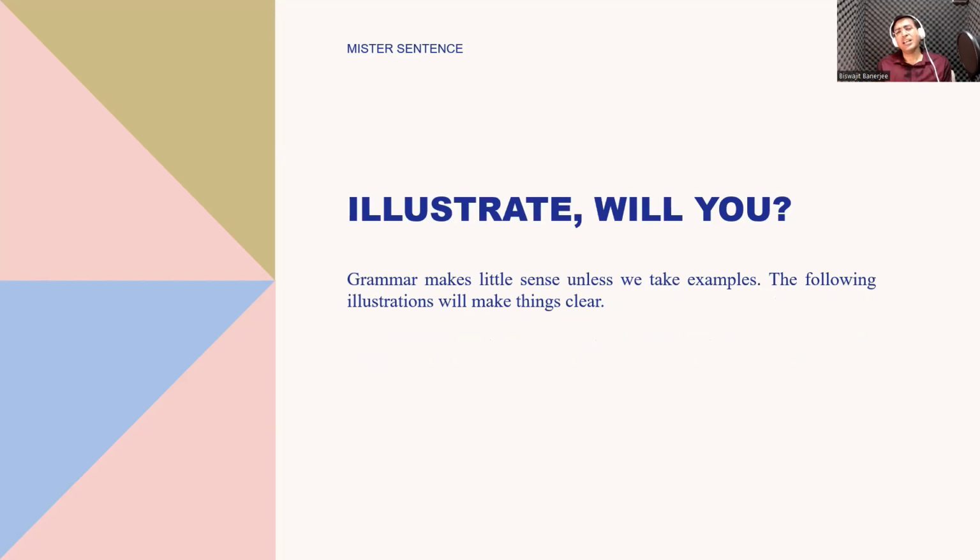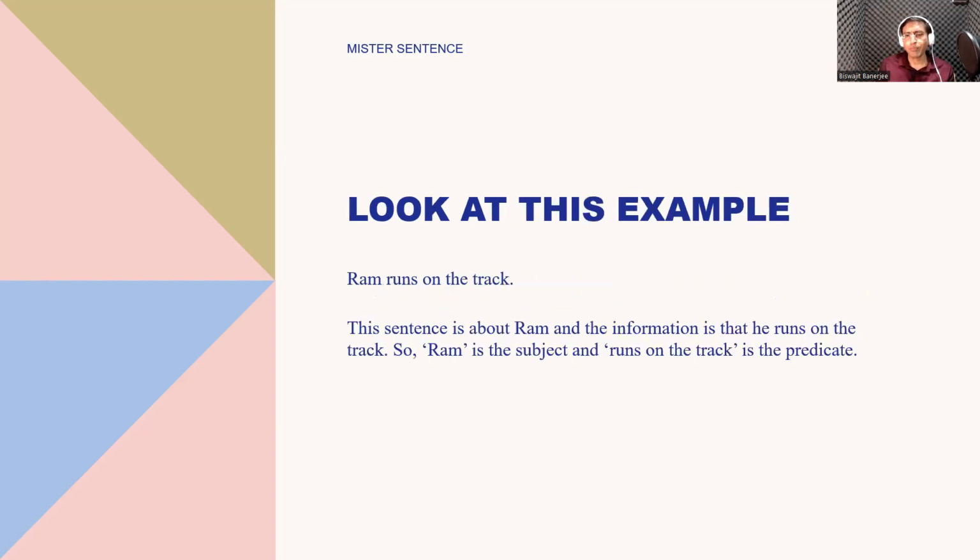Illustrate, will you? Grammar makes little sense unless we take examples. The following illustrations will make things clear. Okay, look at this example. Ram runs on the track. This sentence is about Ram, and the information is that he runs on the track. So, Ram is the subject and runs on the track is the predicate because the sentence is about Ram.